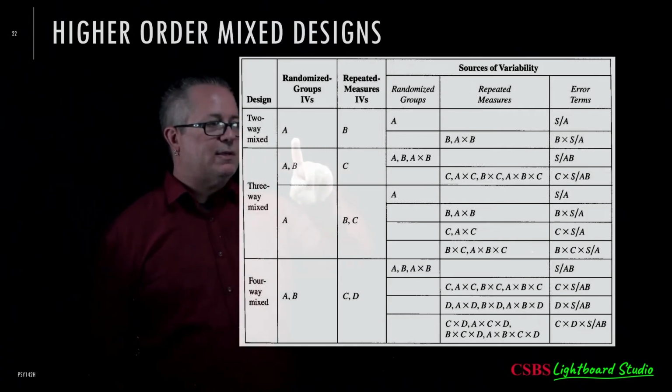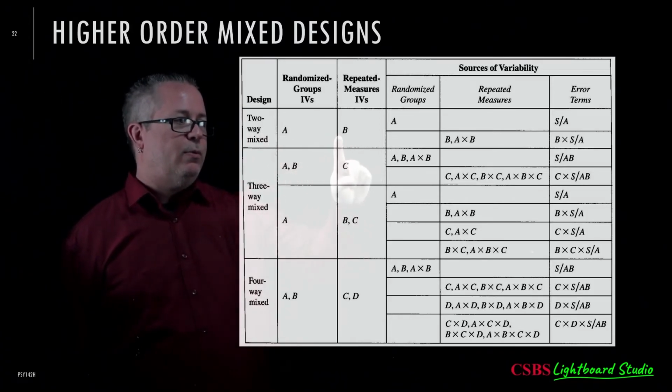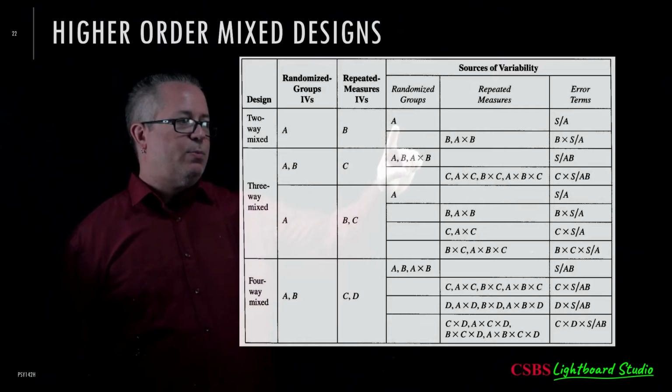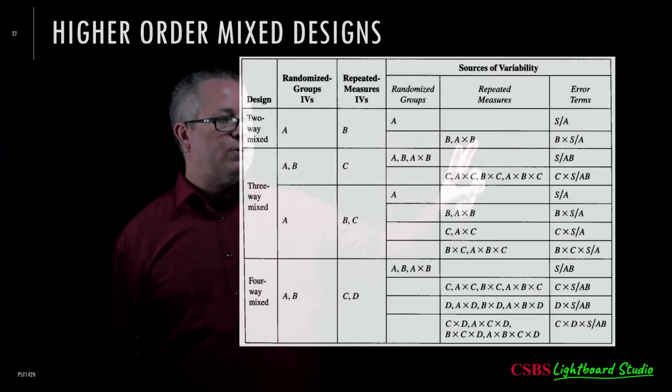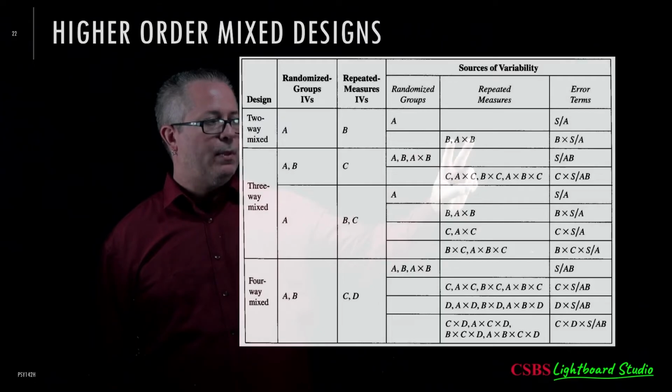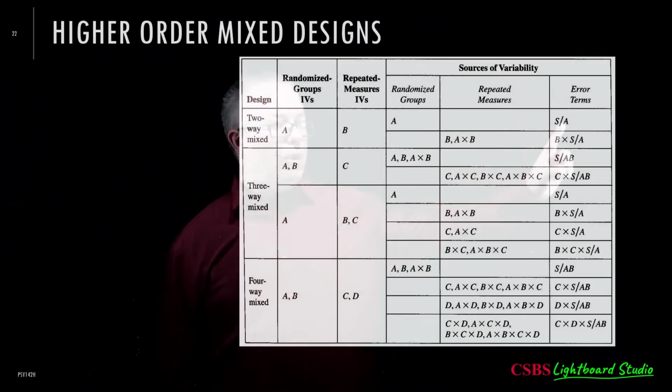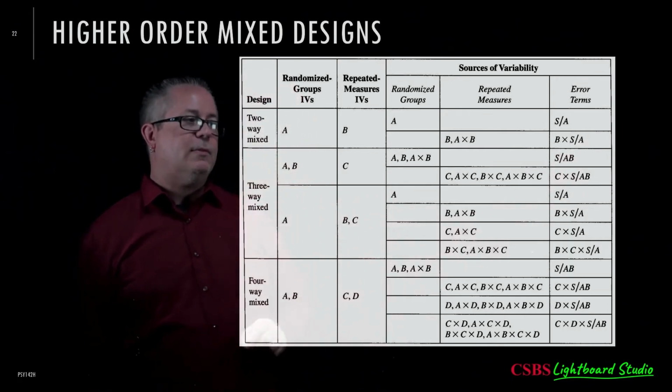So you got a 2-way mixed. 1 randomized group, 1 repeated measure. A is a randomized group effect. You get 2 repeated measures effects because they both have B in them. And then you get 1 between groups error, 1 repeated measures error. All right, so far so good.